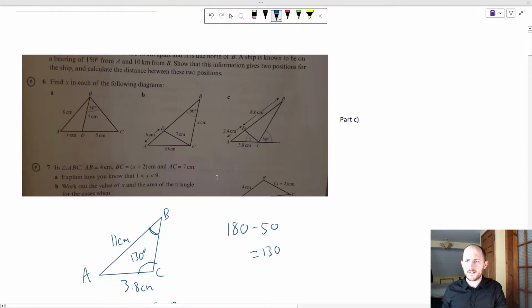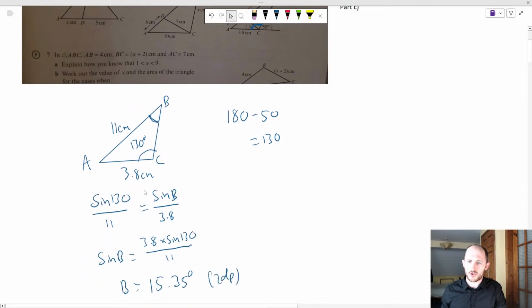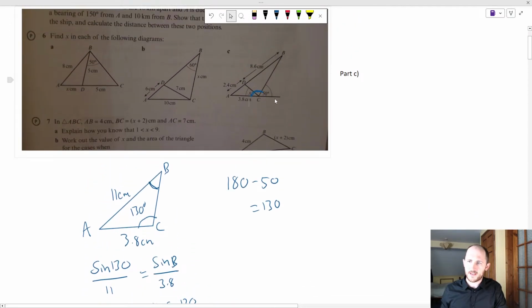How come it's 130? Because if you look, we're looking at this overall angle here, and that lies on a straight line. So if that side's 50, the inside should be 180 minus 50.